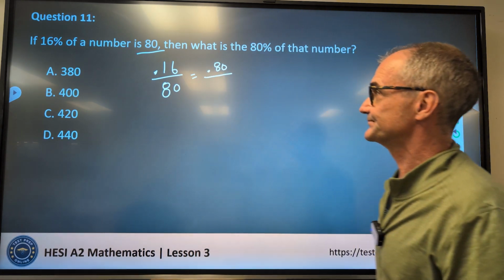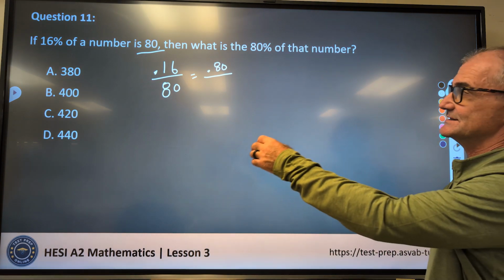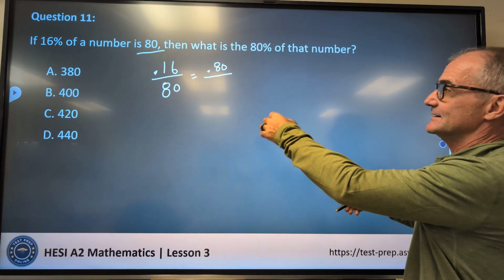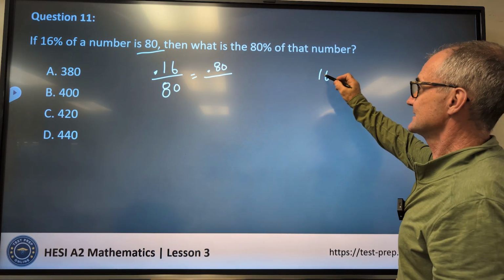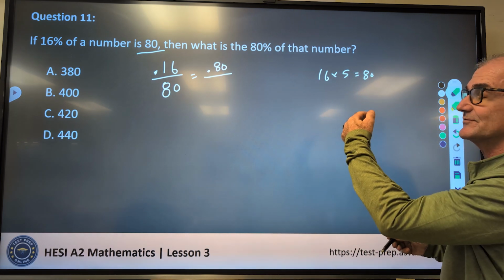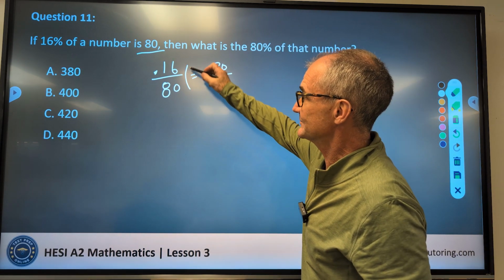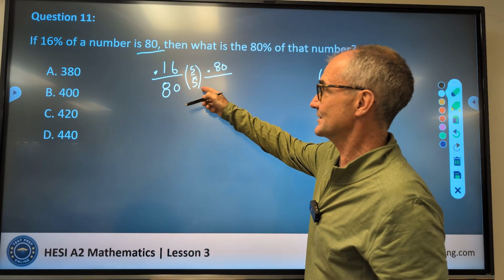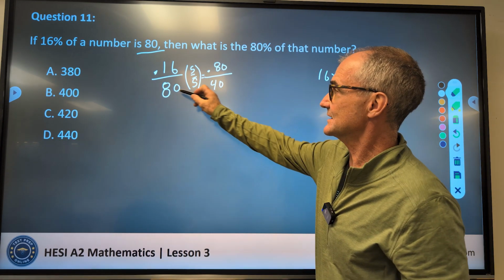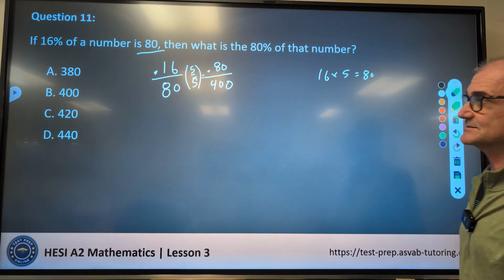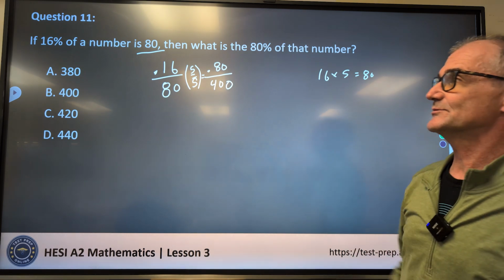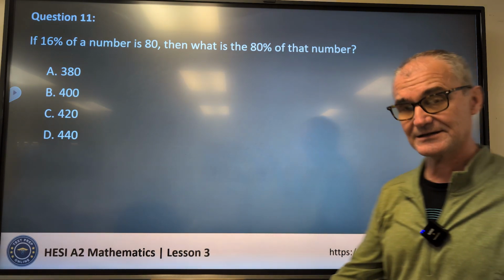of that number? Well, how do I get from 0.16 to 80? So I'm saying 16 times what equals 80? Well, 16 times 5 is equal to 80. I can't just multiply across the top with 5. I got to multiply across the bottom by 5 as well. Now I'm multiplying by 1, doesn't change the value. 5 times 8 is 40 plus that extra 0. So 16 is to 80 as 80 is to 400. Correct answer, answer B, 400, right there.